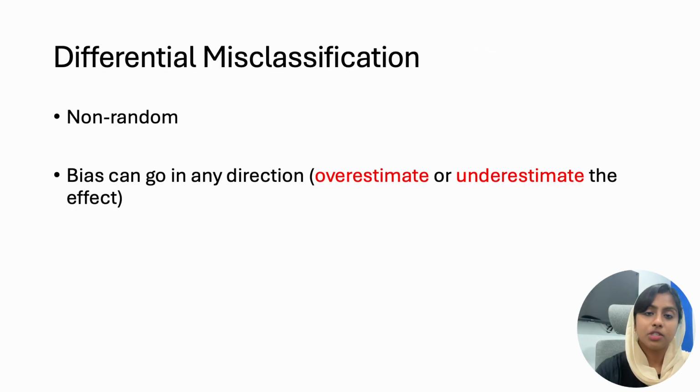Let's take a look at the differential misclassification. Again, as mentioned, it's non-random, so the bias can go in any direction. It can overestimate the effect or it can underestimate the effect. To make this clear, I'll take you through some tables and numbers so that you get an idea about what this really means.